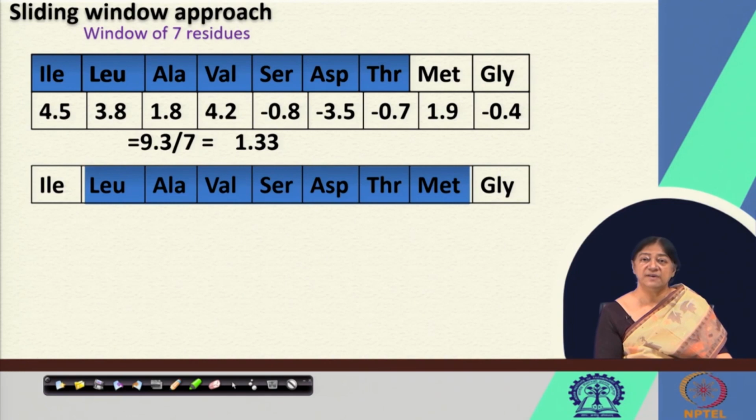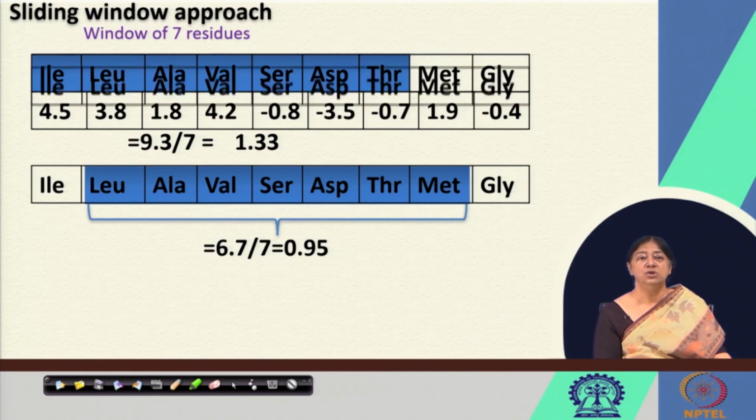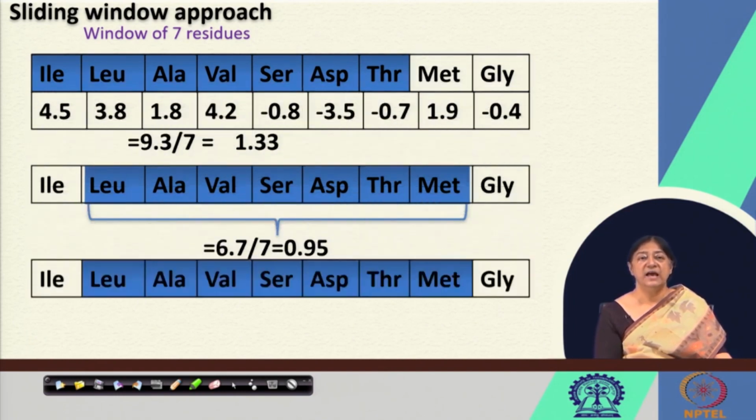So, we still have 7 residues in our window. We again calculate the total number, then divide by 7 to get the average, and we see that the value is 0.95. And then we go on to do this for the next set, and we keep on doing this till we cover the whole protein, right.